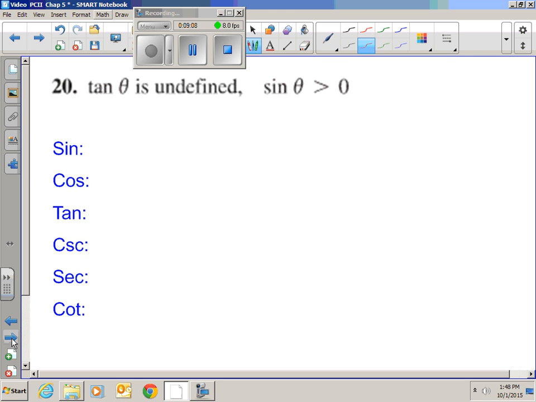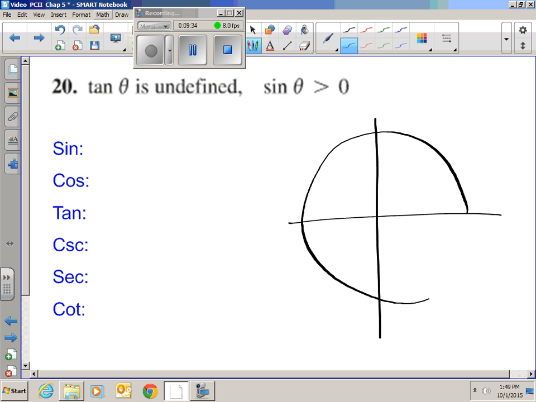Tan theta is undefined, sine theta is positive, so I know that my sine, my y, has got to be positive, and my tan theta is undefined, which means my cosine is 0. So I'm right on the y-axis. In fact, I'm on the positive y-axis. So if these are my axes, and here is my unit circle, my ordered pair, or my point, is right here. Here is my theta. It's actually 90. Okay, but my ordered pair is 0, 1.